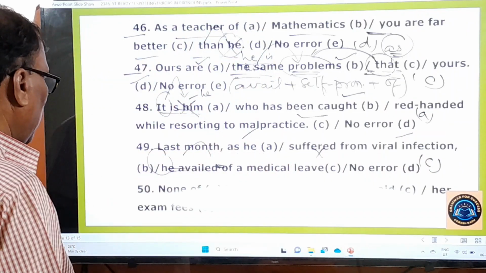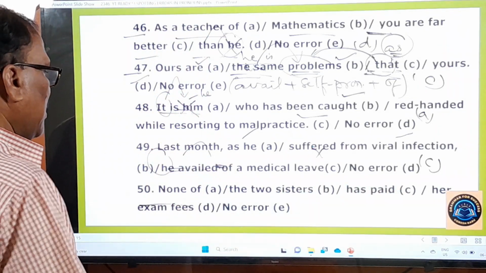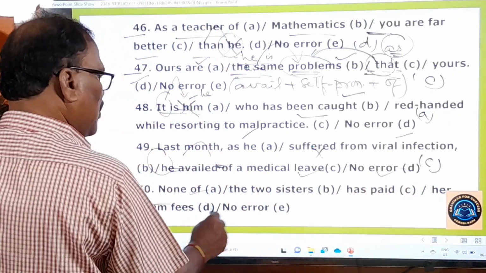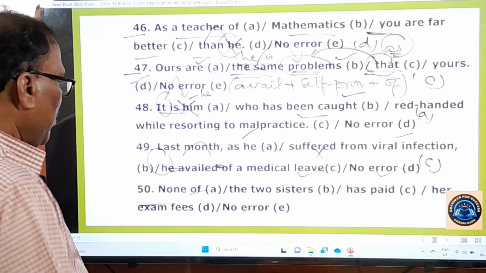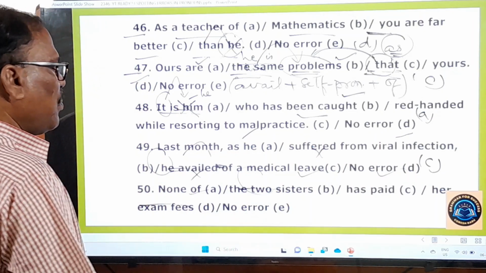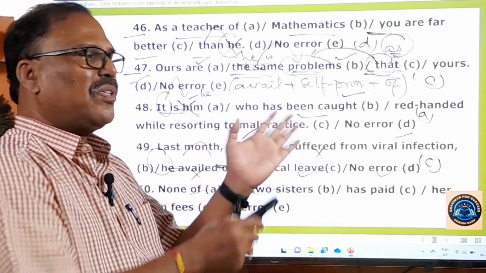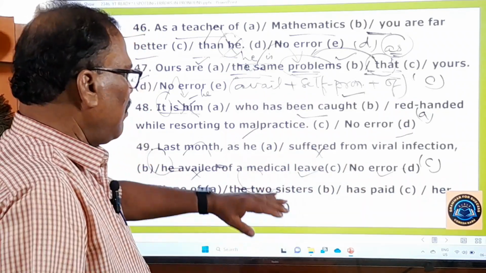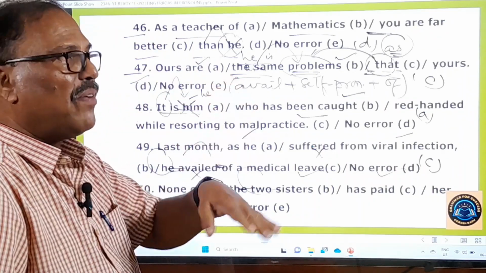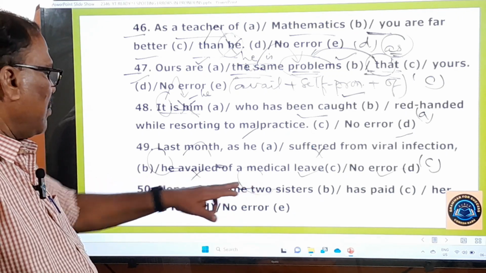And the last sentence here is, none of the two sisters has paid her exam fees. Okay, if you observe this sentence, none of is okay, two sisters okay, has paid okay, her fees okay. So B part, C part, D part, these three parts are okay, but this A part is not okay, because when you are referring to two persons or two things, you must use either of or neither of. Either of means this or that, neither of means not this, not that. So either of, neither of refer to two persons or two places or two things. If there are more than two persons, then you can use none of. If there are only two persons, you can say neither of.